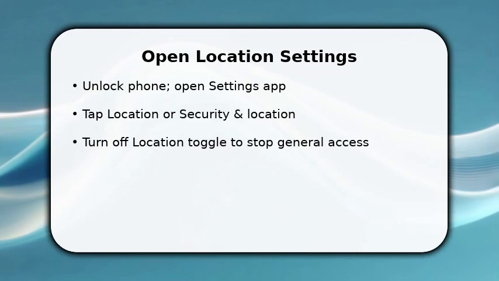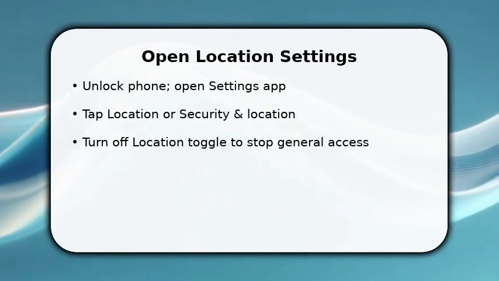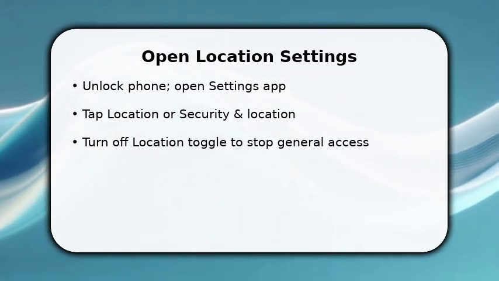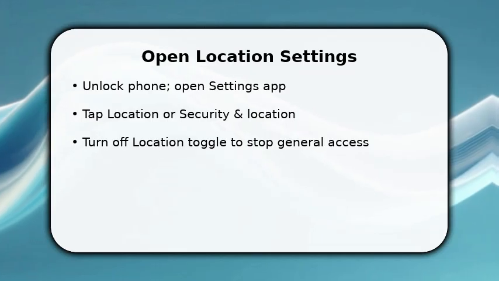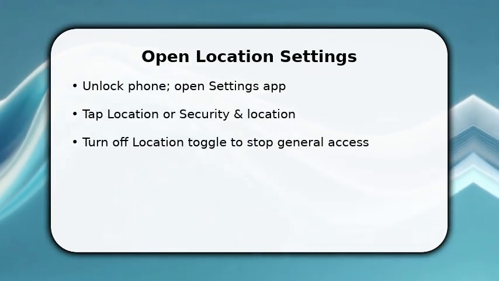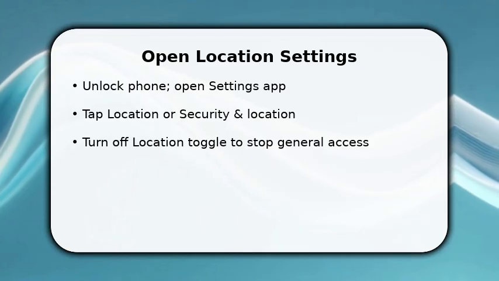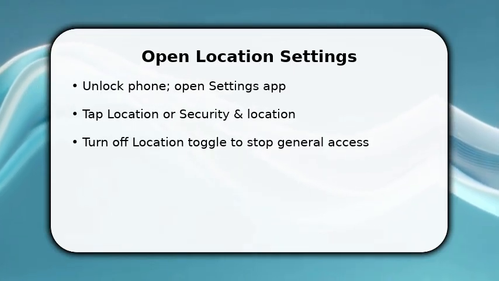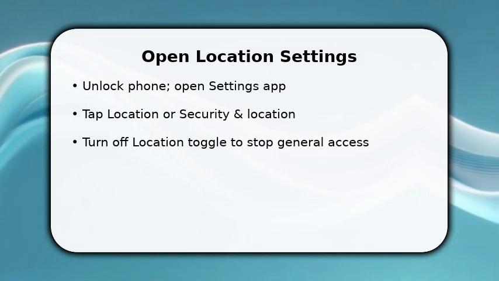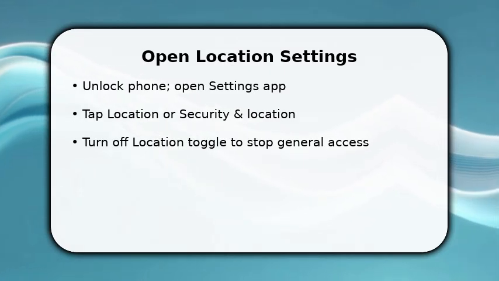You start by opening Settings and tapping Location or Security and Location. This gets you to the controls you need. First, check the main location toggle and switch it off. This immediately stops apps from accessing GPS. Once done, make sure you're in the same settings page to access advanced options like app-level access.